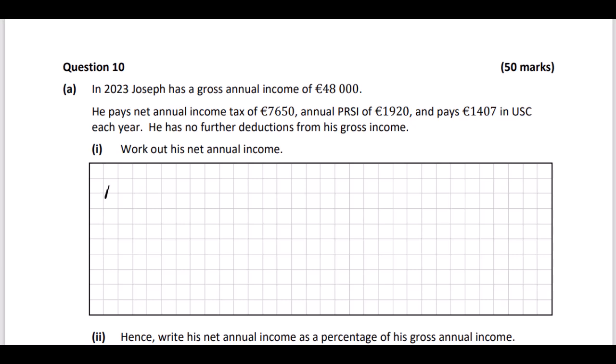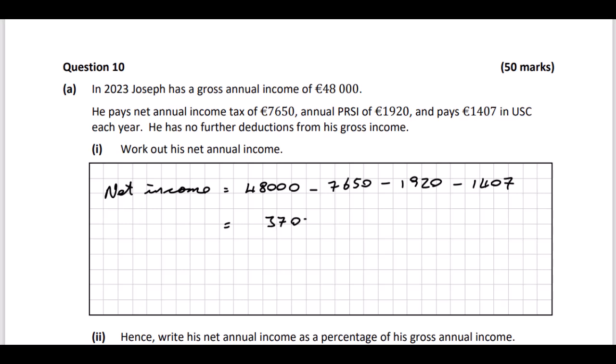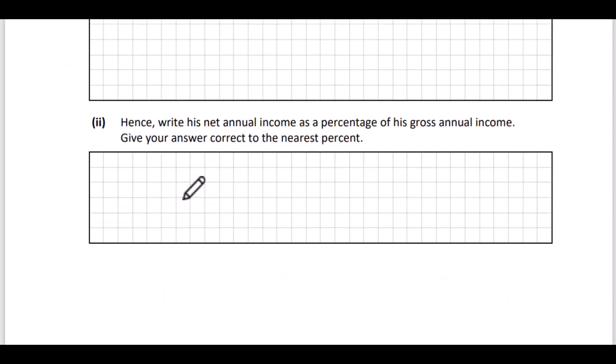Okay, so his net income is just going to be equal to his gross income, which is 48,000, minus all the deductions. So his income tax is 7,650, PRSI is 1,920, and his USC is 1,407. So you just got to subtract those three numbers, and you should get 37,023 euros. Okay, that's the first one. Let's have a look at the next one.